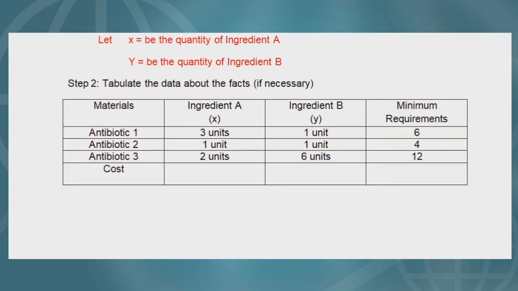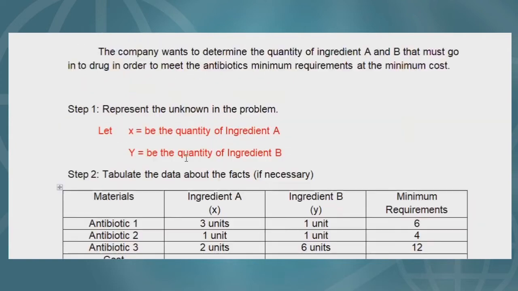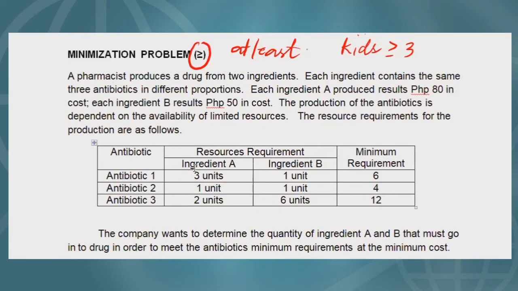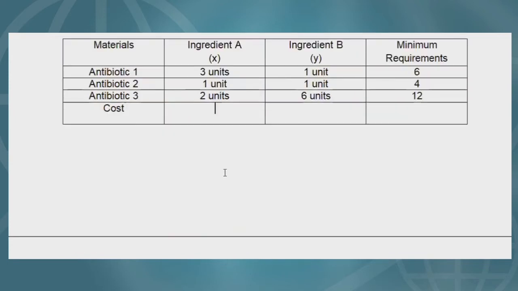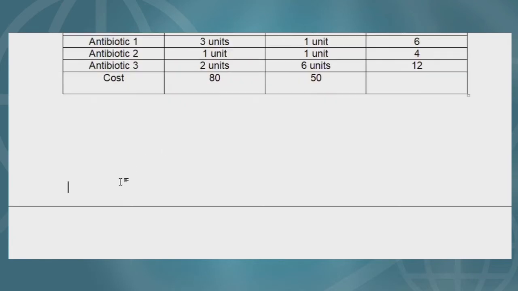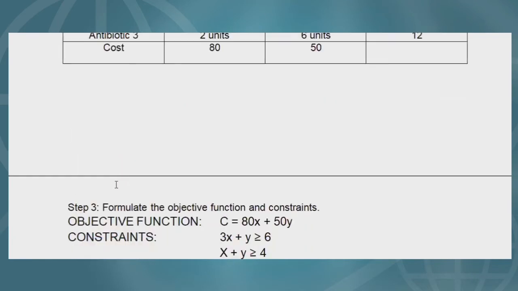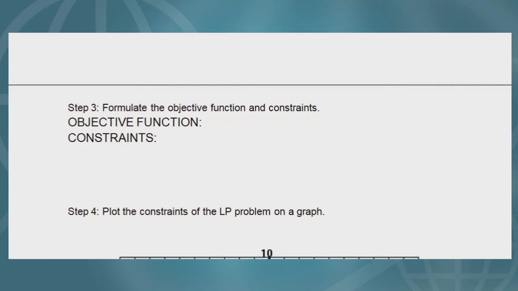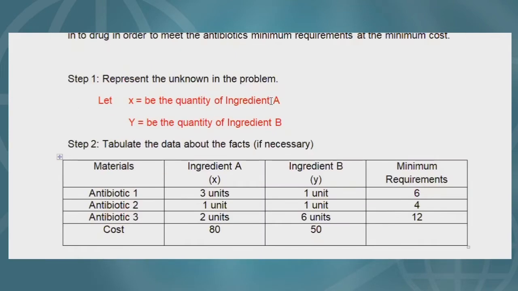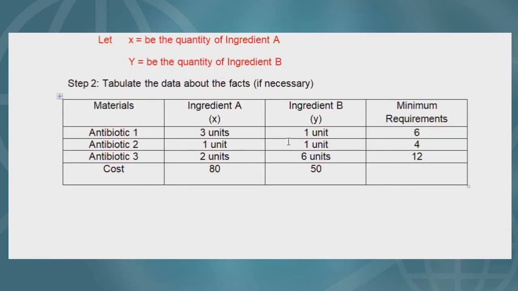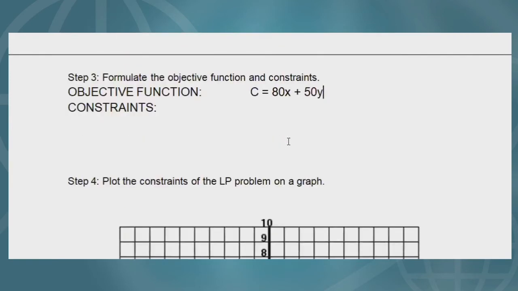And then we need to write the cost function below. Each ingredient A costs 80 pesos, so you write 80, and the other one, 50 pesos each. So we're done with our table, summarizing all the givens. Then step number 3, we need to formulate the objective function and constraints. The objective function is our cost function in the form of an equation. So cost is equal to 80x plus 50y: 80 times the quantity of ingredient A plus 50 times the quantity of ingredient B.